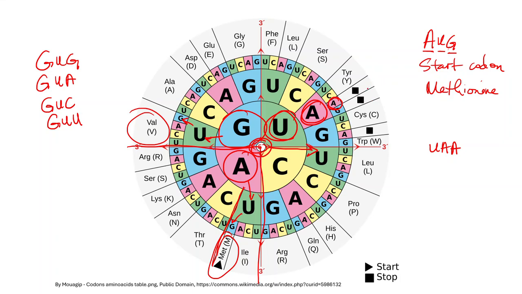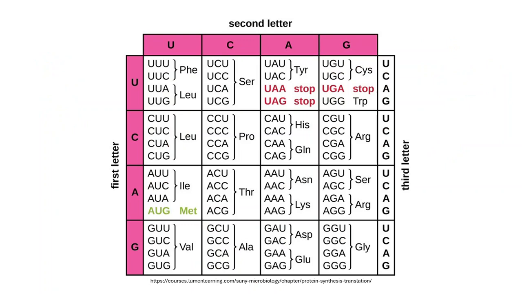Notice on this chart, it's represented by just a square, but technically that's a stop codon, and there are 3 different stop codons. What that means is that it doesn't correspond to a particular amino acid. That's just going to signal the end of translation. So let's look at this with this chart now.